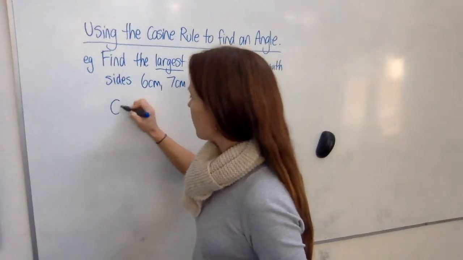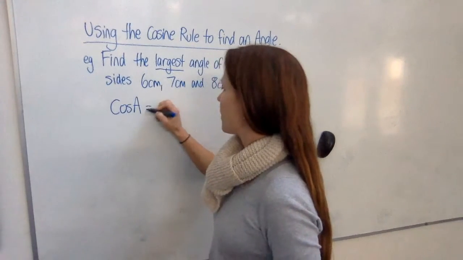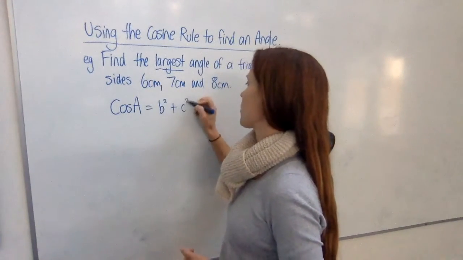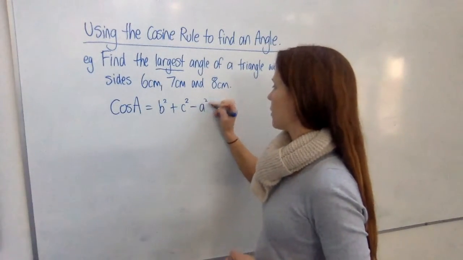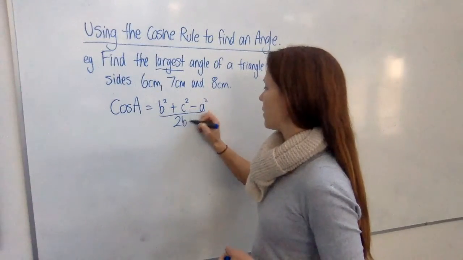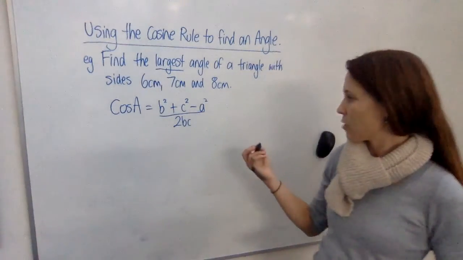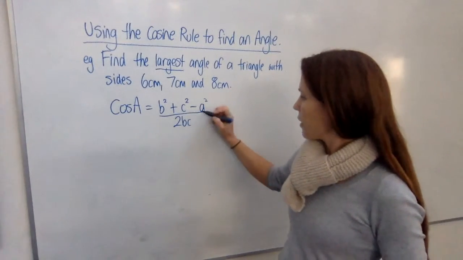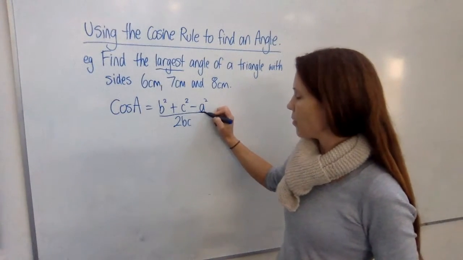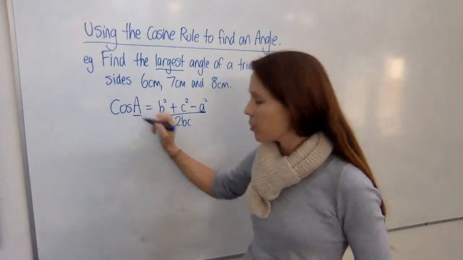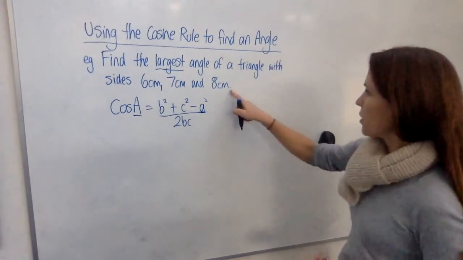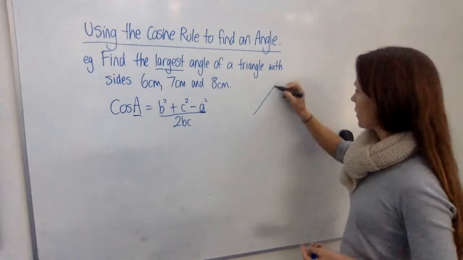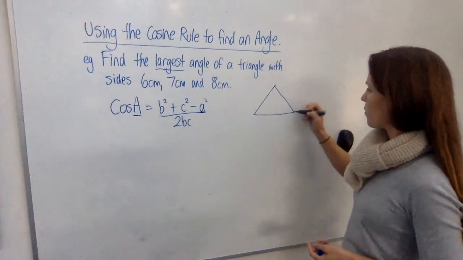So we need this version of the rule: cos A equals b squared plus c squared minus a squared, all over 2bc. Now, the important thing about this rule is that it doesn't matter which sides b and c are, but little a is the one that's being taken away, the square of it. It has to be opposite big A. So the first thing you should do in a question is draw it up. It doesn't have to be to scale.